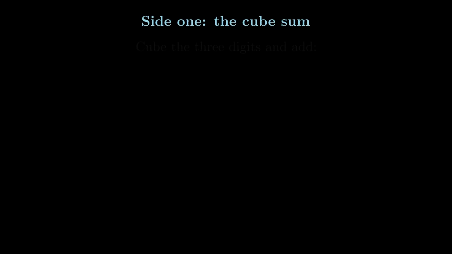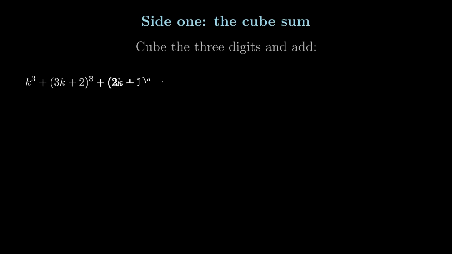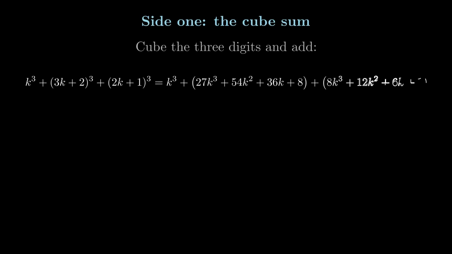Now, let's prove it. Cube the digits and add using the sum of cube expansion on 3k plus 2 and 2k plus 1. Combining the like terms, the cube sum is exactly 36k cubed plus 66k squared plus 42k plus 9.